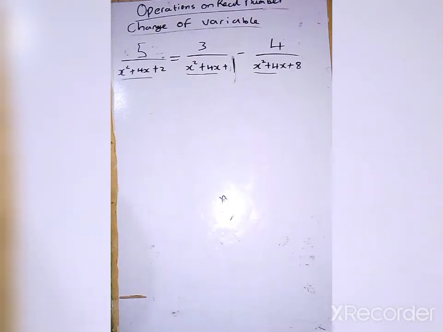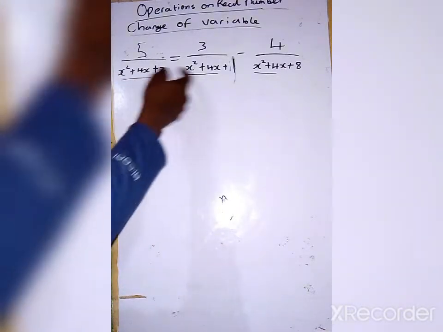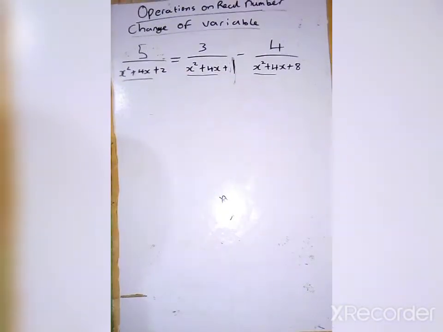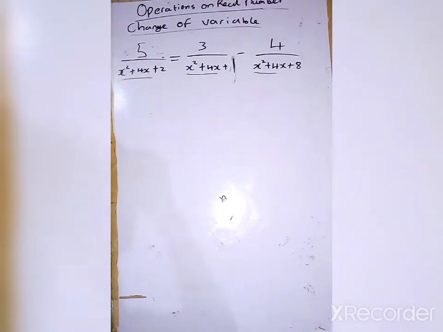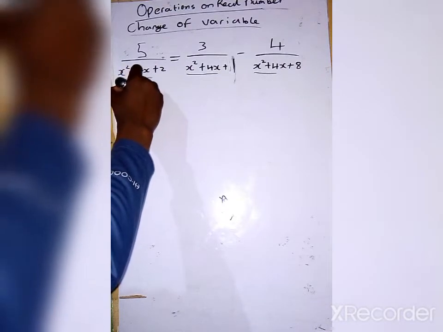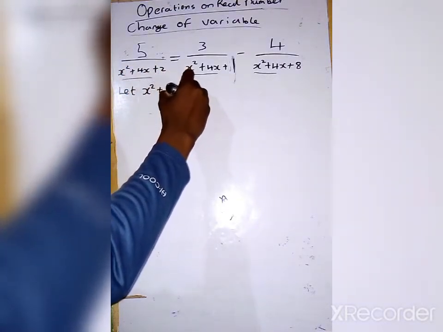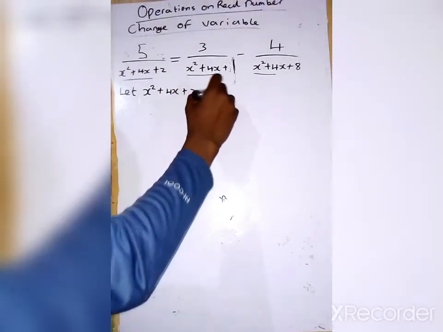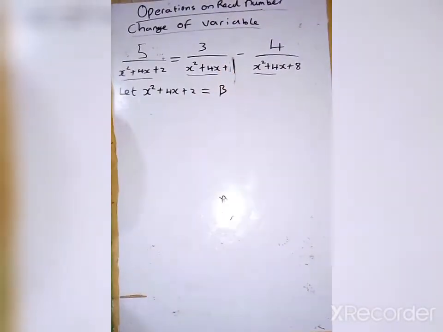We can just choose one equation. You can choose this or this or this, you can just choose any one. So let's choose this. Choosing this, let's let x squared plus 4x plus 2 equal b.